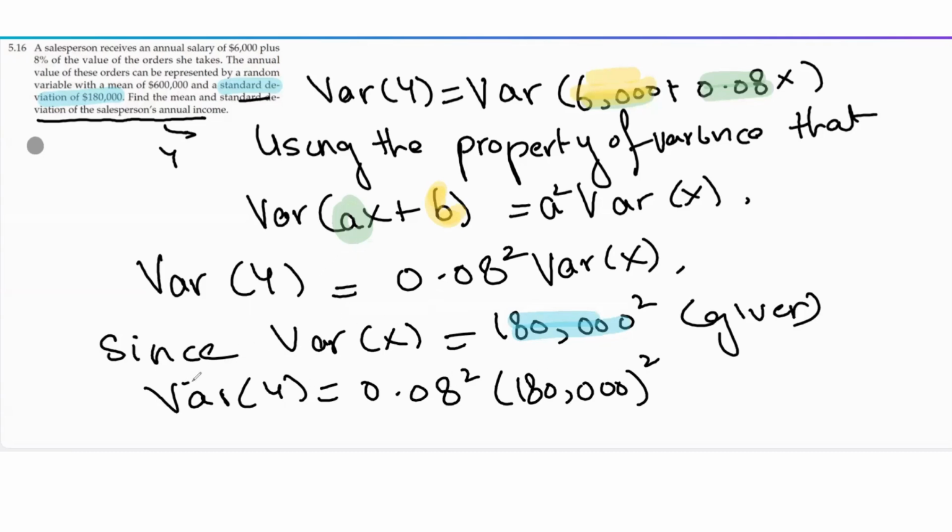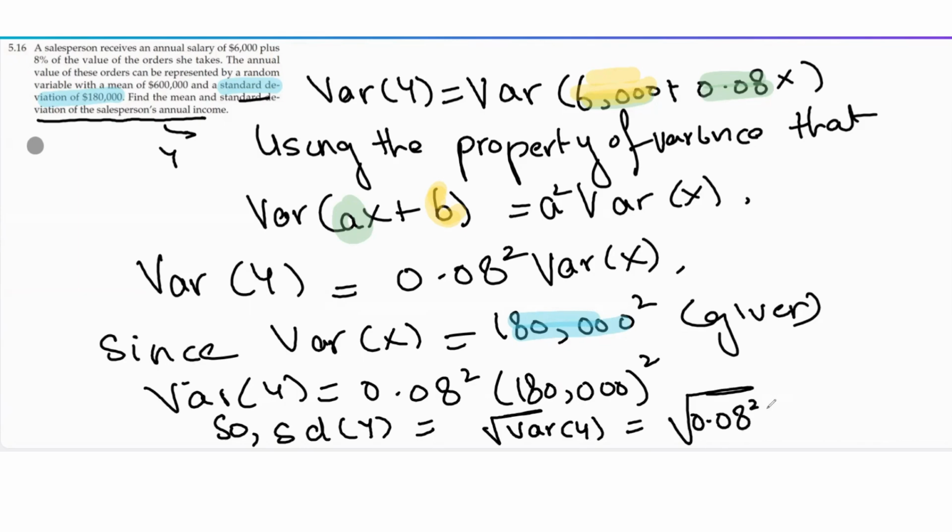Now we know the standard deviation is the positive square root of the variance. So the standard deviation of Y is the positive square root of 0.08 squared times 180,000 squared, and this turns out to be 14,400. In this way, we can find the expected value and standard deviation of a linear function of a random variable. You can find its expected value and variance using the properties of expectation and variance, and once you have the variance, you can find the standard deviation as its positive square root.